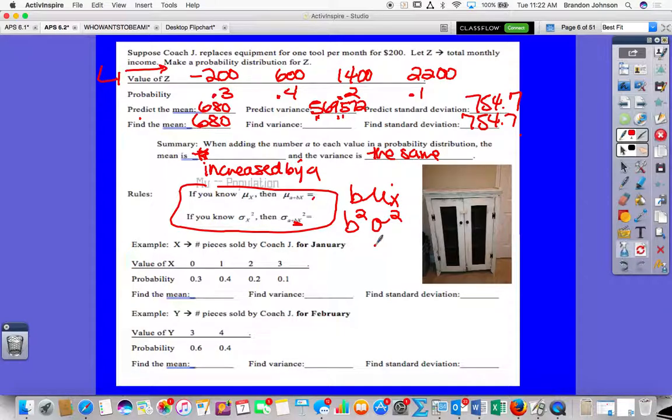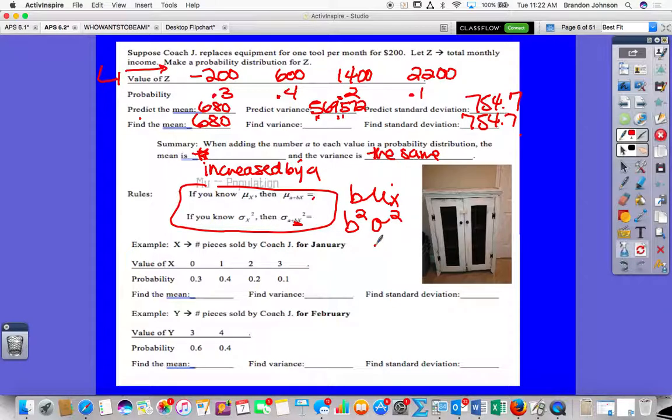Do you want me to say it one more time? Think about it this way. If I multiply by 800, does the standard deviation multiply by 800? Yes, it does. If I multiplied all the values by 800, what would happen to the variance? It would be multiplied by 800 squared.